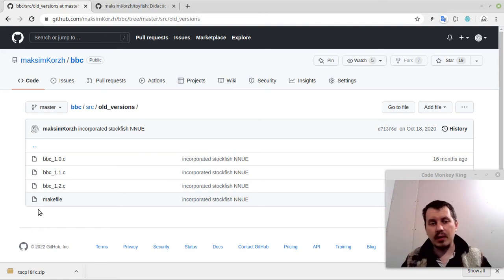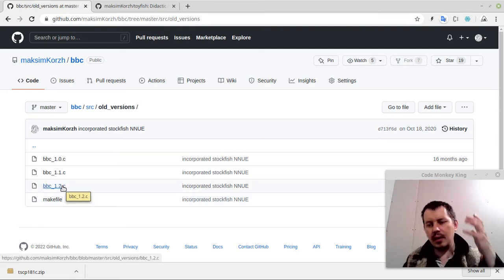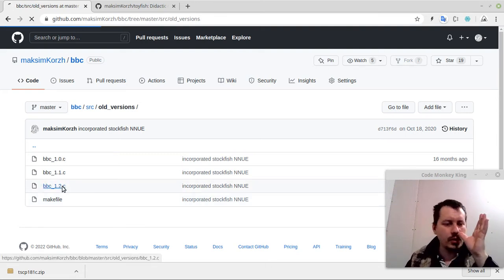So I even have 2 engines published. They are in the README, but many more guys actually did. They send me by email their works derived from BBC. So let's go to the source code.